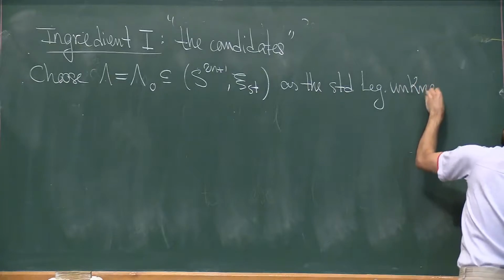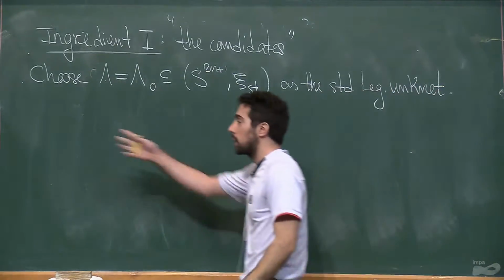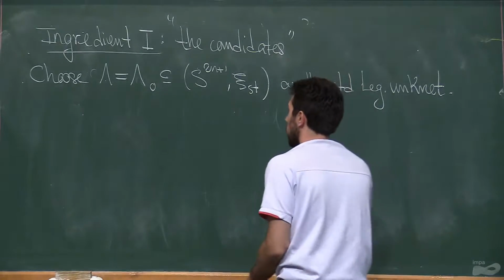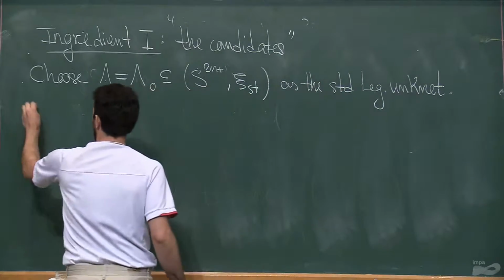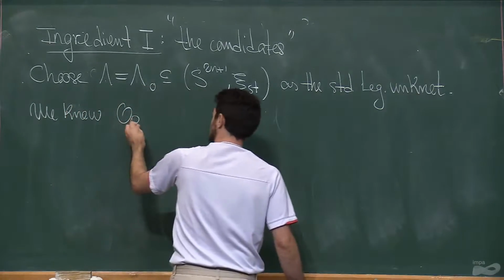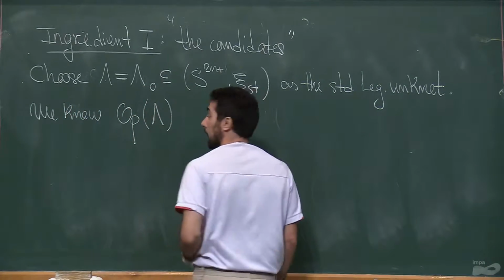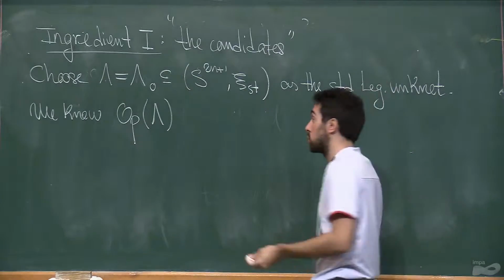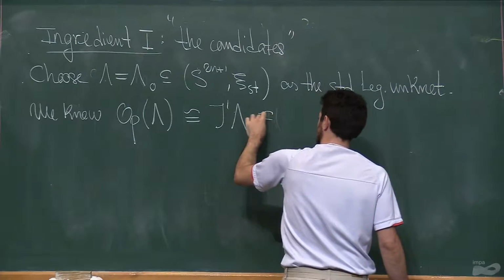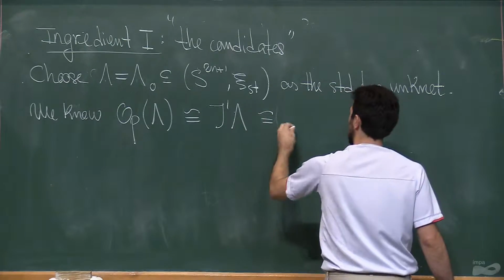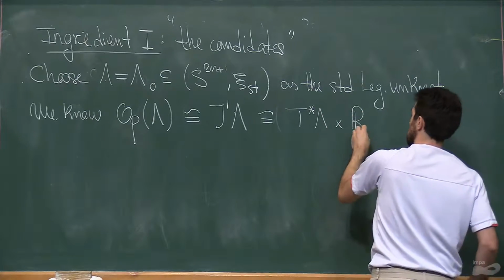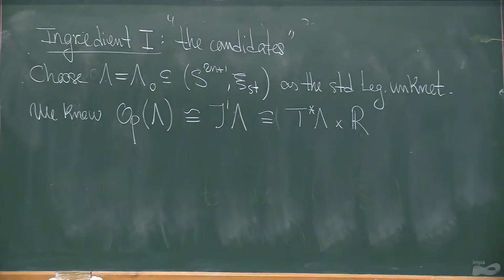And now I'm going to show you how to construct a contact manifold out of a Legendrian. And that's a really simple operation. What do I know about Legendrians? Well, we know that a neighborhood of a Legendrian inside a contact manifold looks like the jet space. So it looks like J^1 of Lambda, and by that it's meant to be, and these are all contactomorphisms, the cotangent bundle of Lambda times R. This is the R direction in the standard contact form.